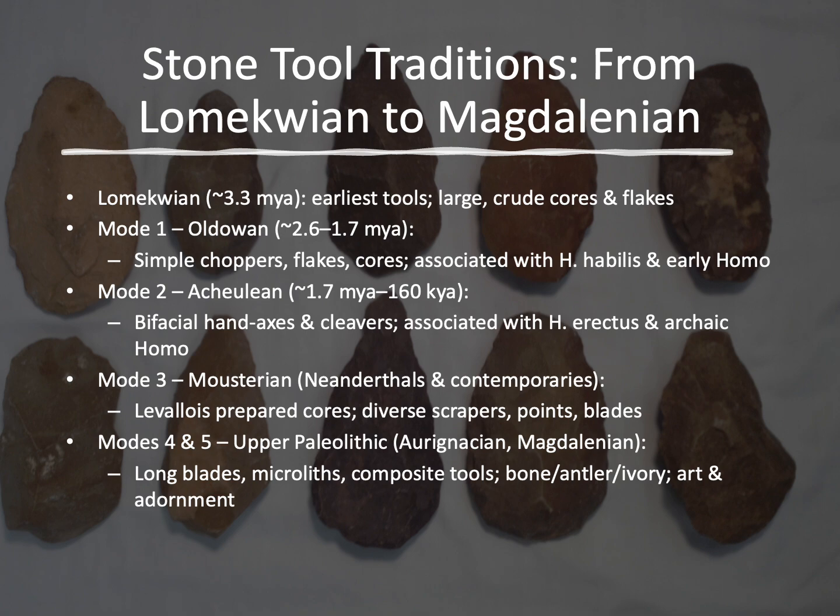Then Mode 3, or the Mousterian tools. They're associated primarily with Neanderthals and with some contemporaneous Homo groups between about 300,000 and 40,000 years ago. The Mousterian industry makes extensive use of the Levallois prepared core technique. And that is basically a technique where a core is carefully shaped so that one or a few well-placed blows will produce flakes of predictable size and predictable shape.